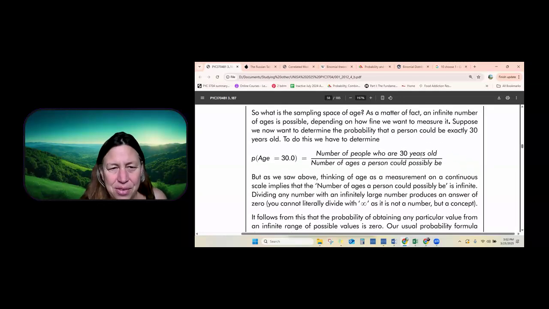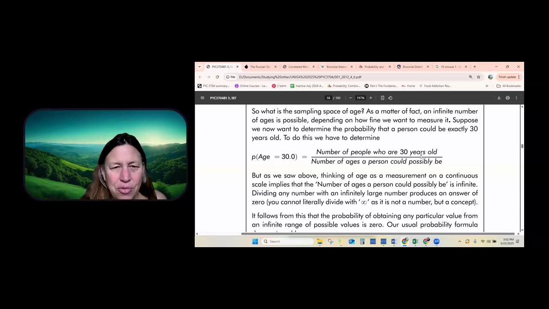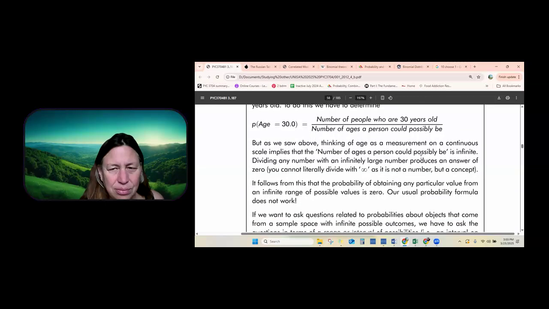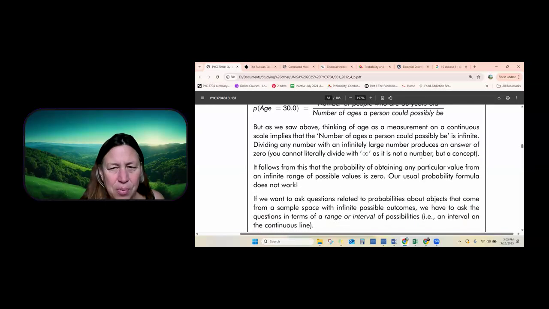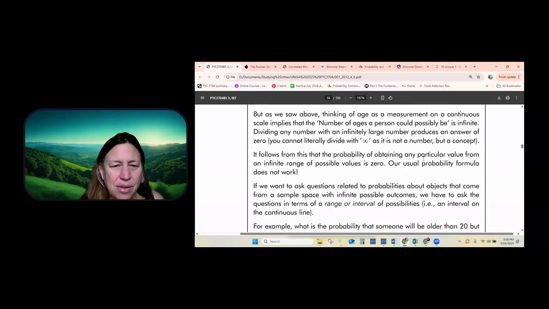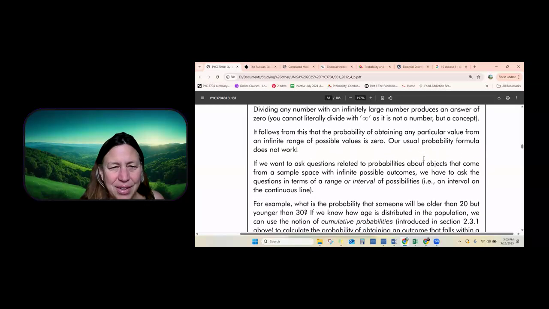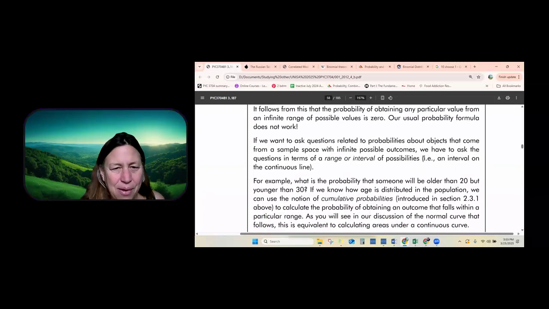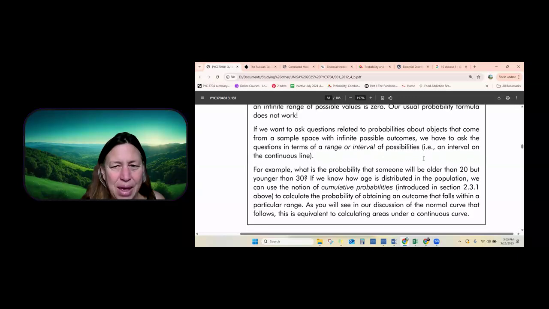Okay, so here we were geeking out a bit. So the sampling space of ages, there's an infinite number of possible ages, okay? So the number of people that are 30 years old divided by the number of ages a person could be. But you can't divide by infinity. It's not a number, it's a concept. It's a thought experiment, okay? So we have to think about it with a different kind of math.